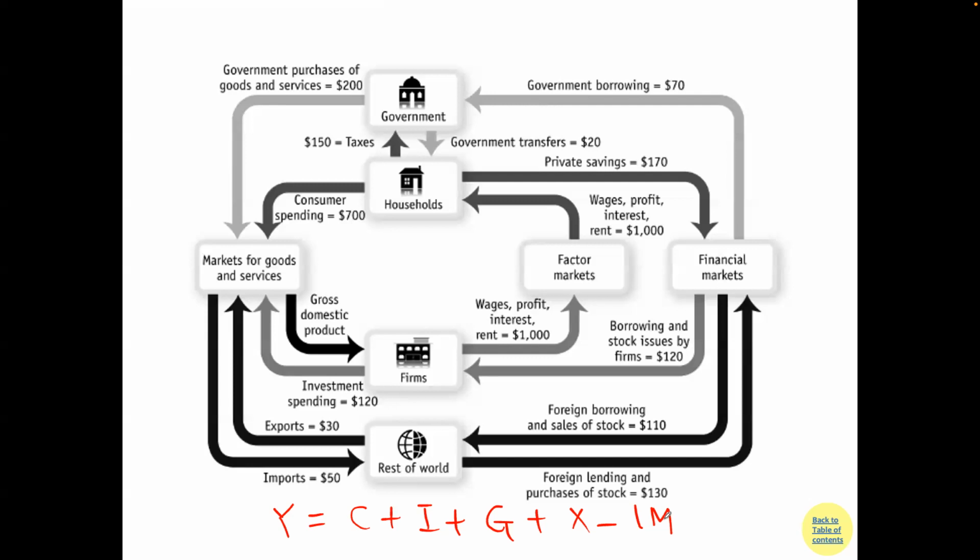And then what is G? 200, good. Now X is 30, right? And import is 50. And then you just plug those five numbers into this equation, and you're going to get the total. We leave that for you.